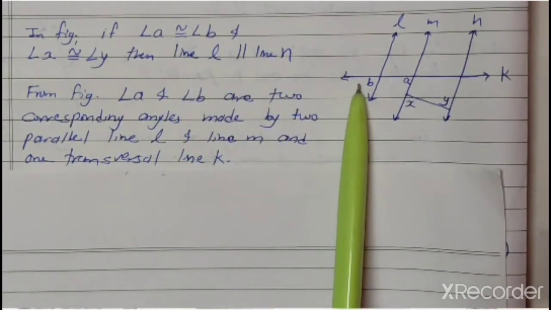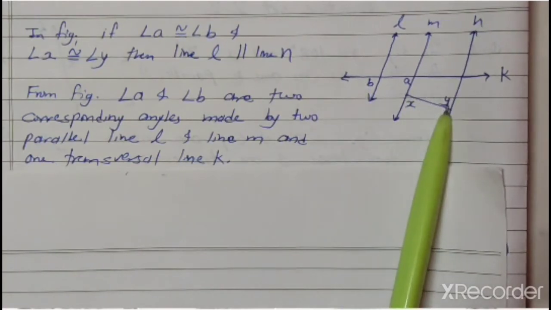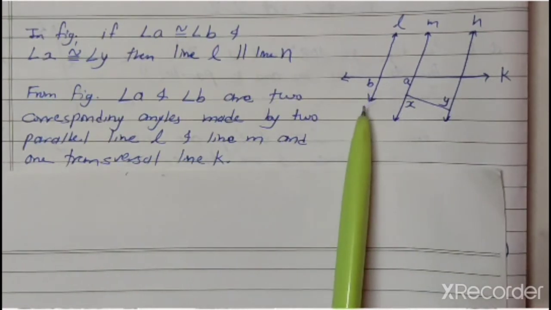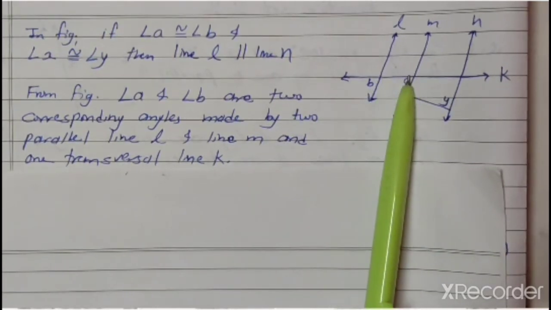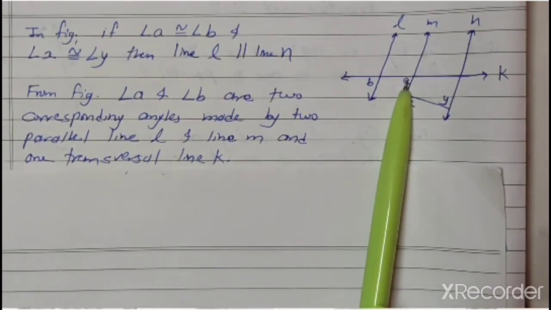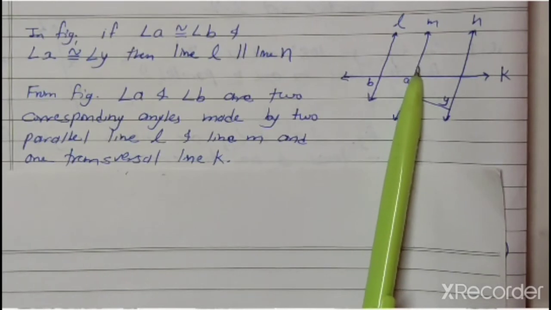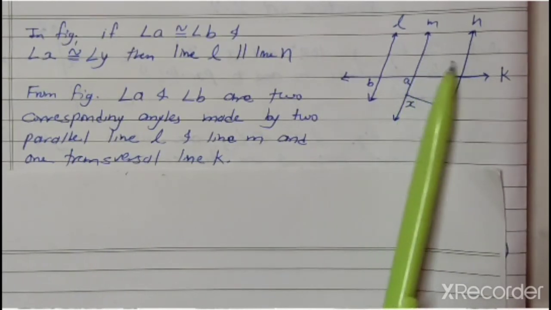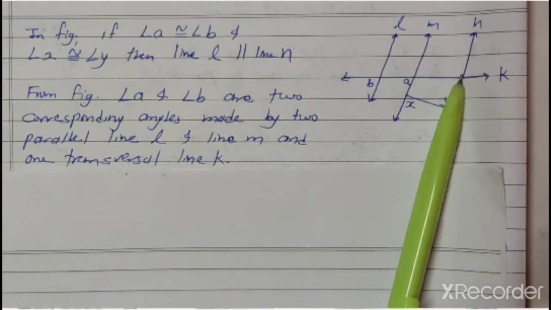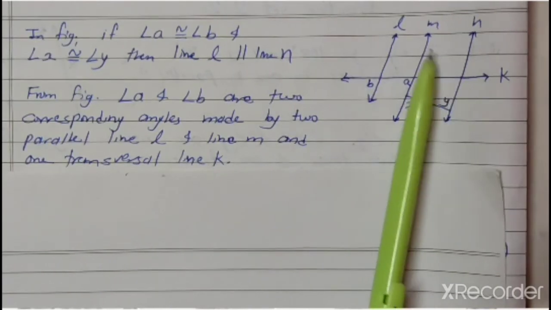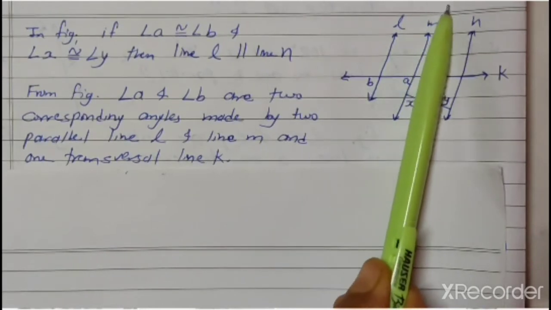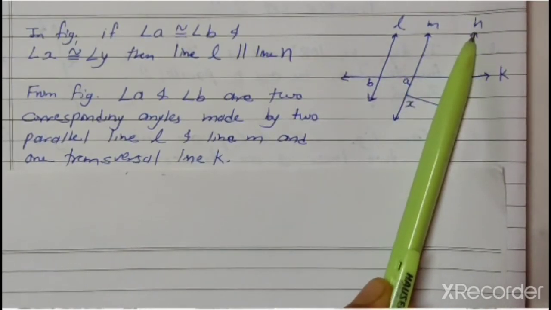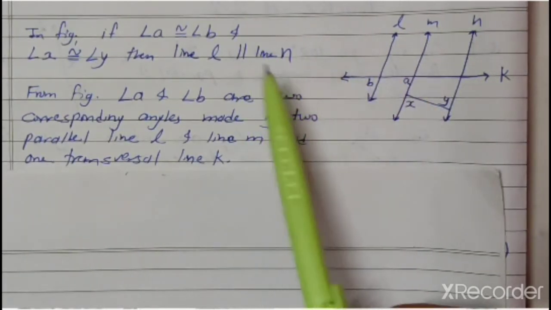But there is no correlation between B and Y. So first we have to prove that line L is parallel with line M. Next step is that line M is parallel with line N. So that you can say that line L is parallel with line N. So let us start this proof.